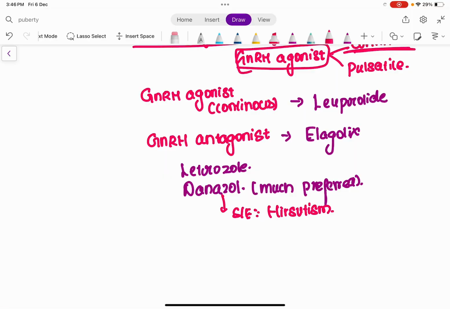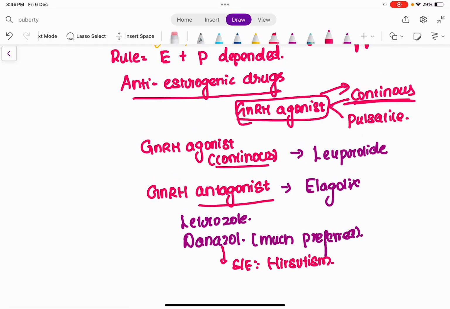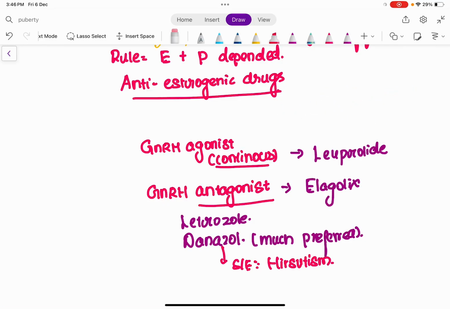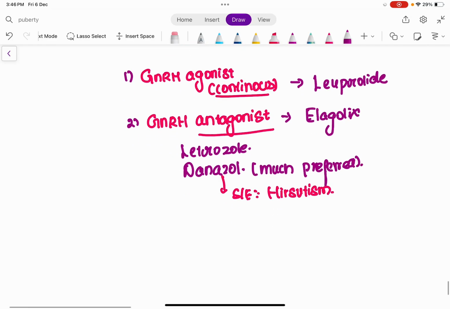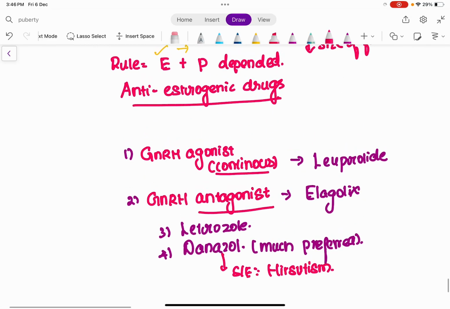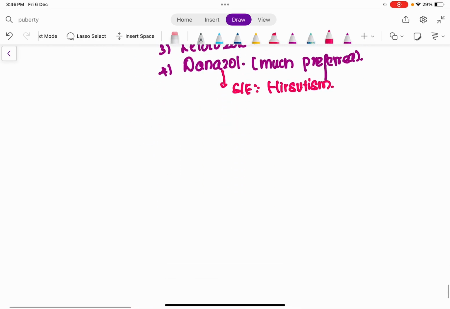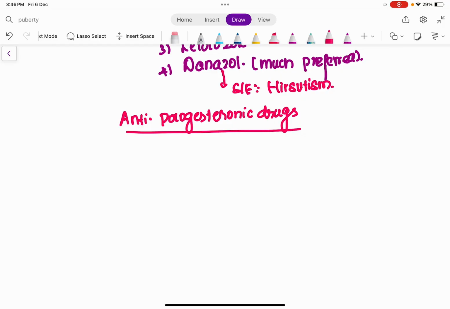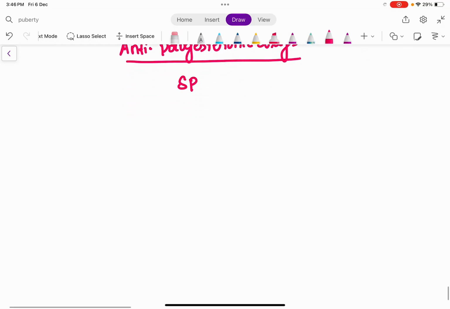The much preferred options are GnRH agonist in continuous fashion and GnRH antagonist, right? Okay, so these are the anti-estrogenic drugs. When discussing the anti-estrogenic drugs, we have GnRH agonist in a continuous fashion, antagonist, letrozole and danazol. Now let's discuss the anti-progesterogenic drugs. What are the anti-progesterogenic drugs, you know? Those are the selective progesterone receptor modulators.